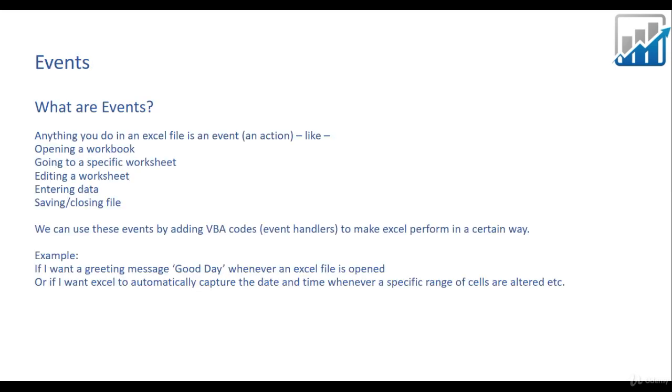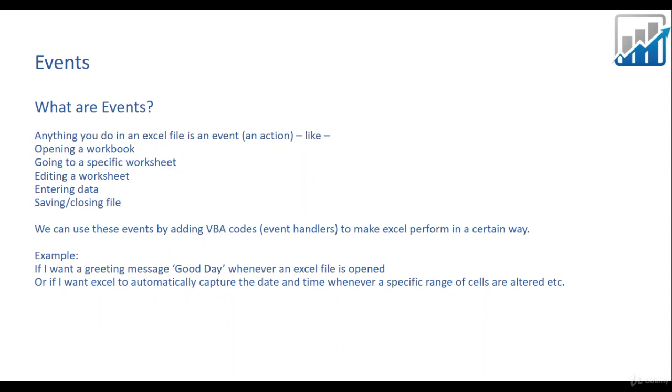Any action you do in an Excel file is considered an event. It may be opening a workbook, going to a specific worksheet, editing a particular worksheet, entering data, saving or closing a file. All of these are considered events. We can use these events or actions by adding VBA code to make Excel perform in a certain way. These VBA codes are then known as event handlers.